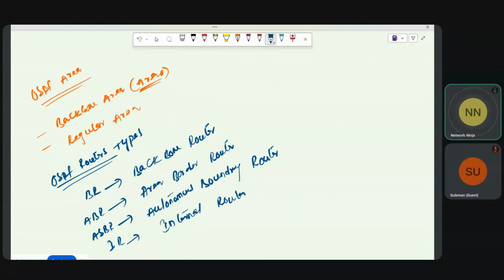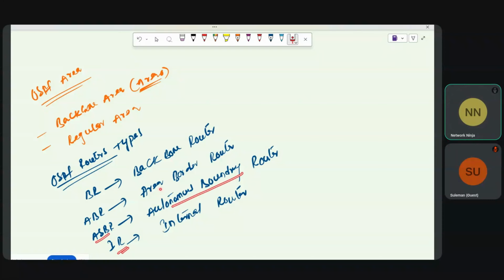Internal router. So these are all the routers we have. In OSPF we have the areas, backbone area and regular area. Whichever router belongs to area zero is going to become a backbone router. To join multiple areas, we have an ABR, area border router. And to join two different routing protocols, we have an ASBR, autonomous system boundary router.